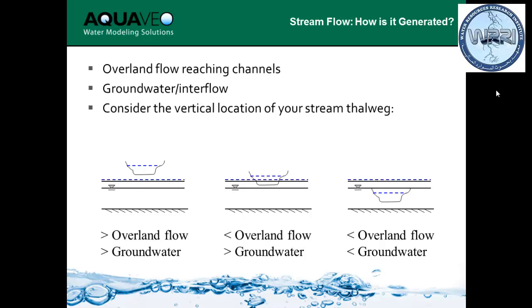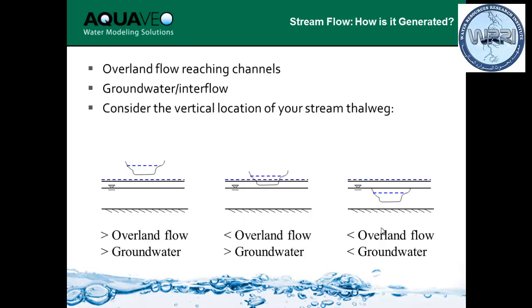And if that's the case, then no water is going to go from your overland flow into your channel. There's no way for water to get in, and so your model is probably not going to be correct. The other condition you could have is your channel thalweg will be higher than your groundwater, but lower than the water in your overland flow. And if that's the case, then water will go into your channel from your overland flow, but not from the groundwater elevations.